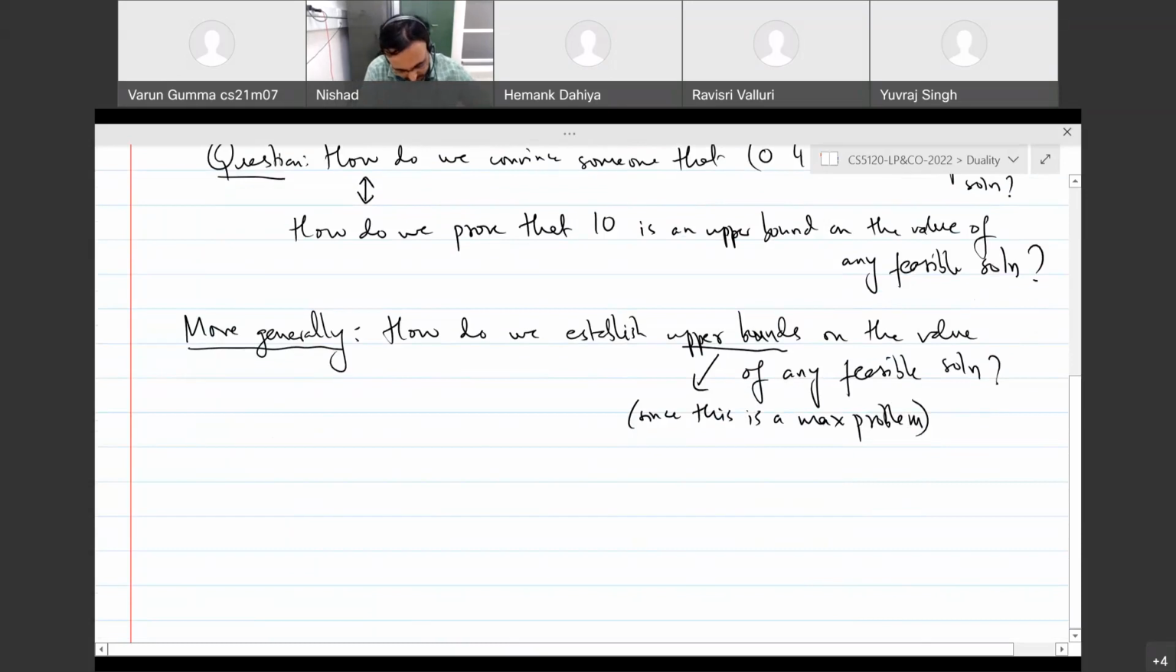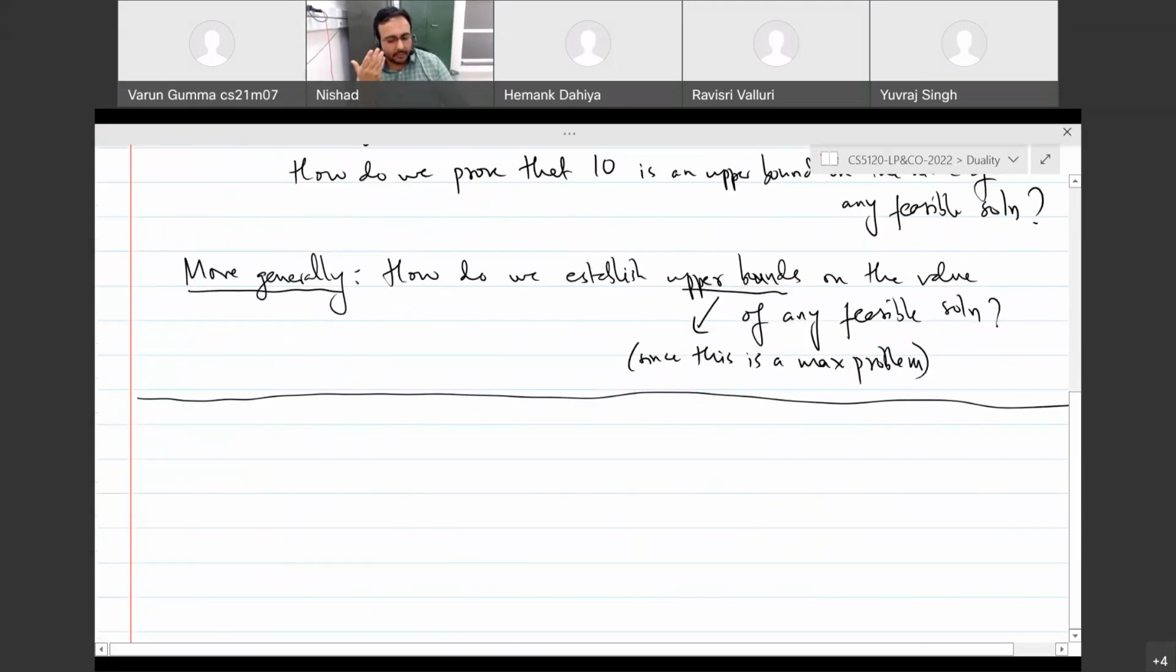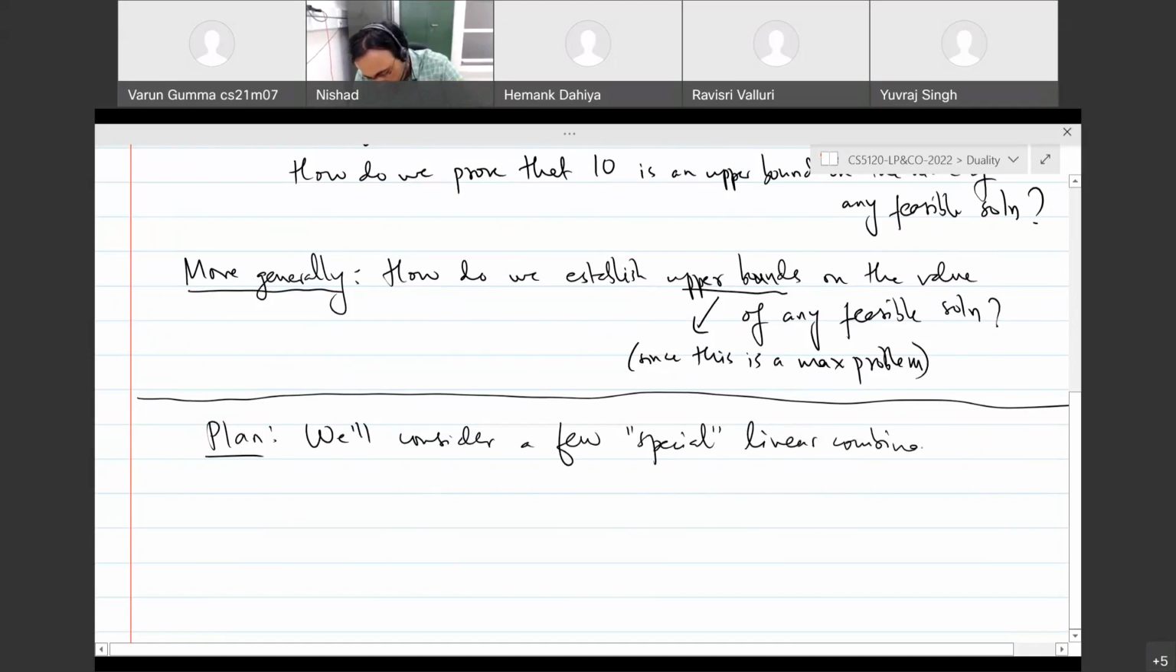So the plan is as follows. The plan, as we have been doing for the last couple of lectures, is to take some linear combination of the constraints and see if we can use that particular linear combination in some nice way to get an upper bound. So it will become clear as we proceed. We will consider a few special linear combinations of the constraints. We will figure out later what is so special about them.